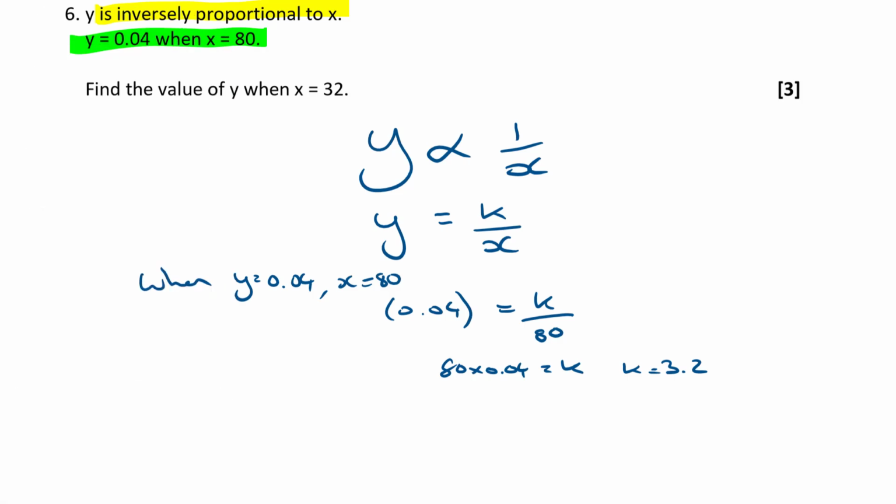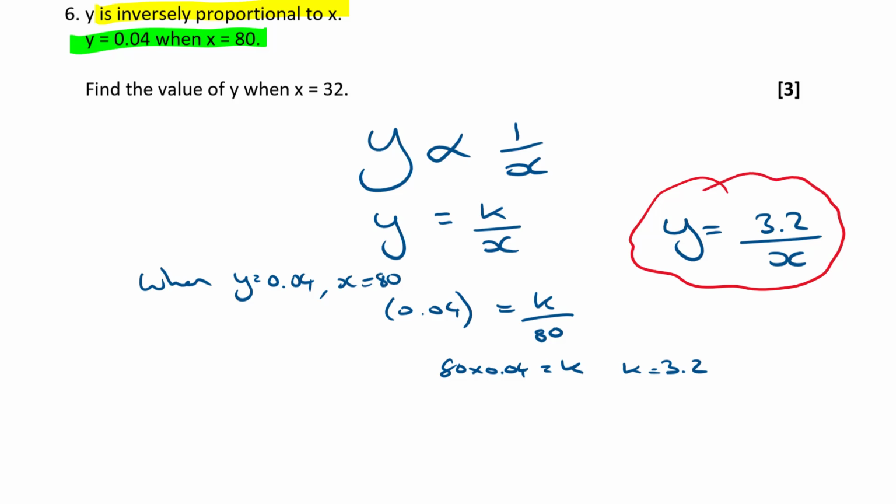Okay, so once I know what k is, I can complete the equation then, can't I? So the entire equation then is going to be y is equal to 3.2 over x. That's my complete equation then, isn't it? Okay, right, so now I've got that, I can work out the next part of the question, which is find the value of y when x is 32. So when x equals 32, then y is going to be 3.2 over 32. That's super easy. y is 0.1 then, isn't it?